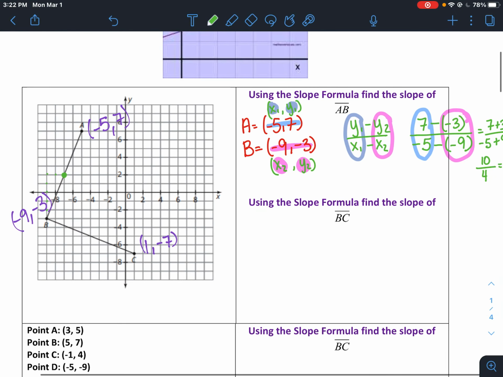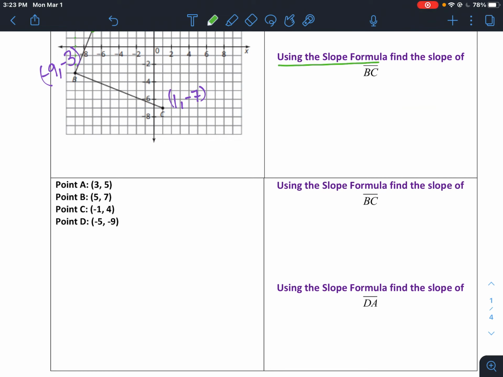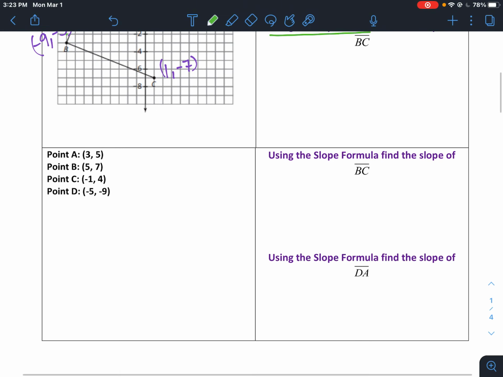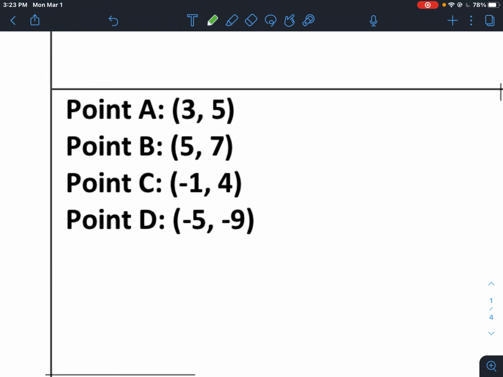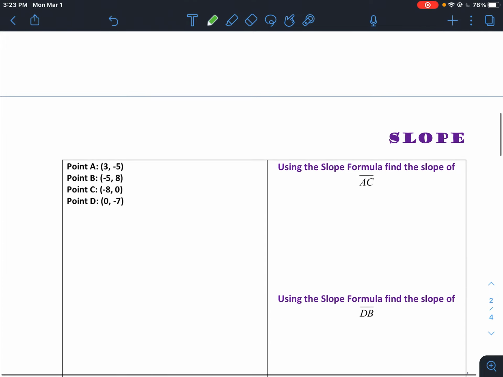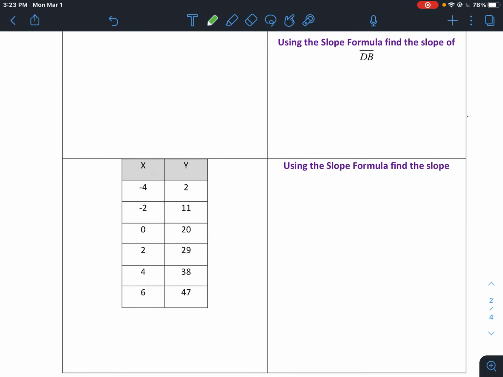Same thing for part BC. It says using the slope formula, so I do not want you to count rise over run. I do need to see your work from the slope formula just for some practice. Same thing for this next section here. Using the slope formula, you'll find the slope of different line segments, and they give you the points. It's not in a picture, but you can identify the points that they give you. Same for the third example. The only different one is example number 4.